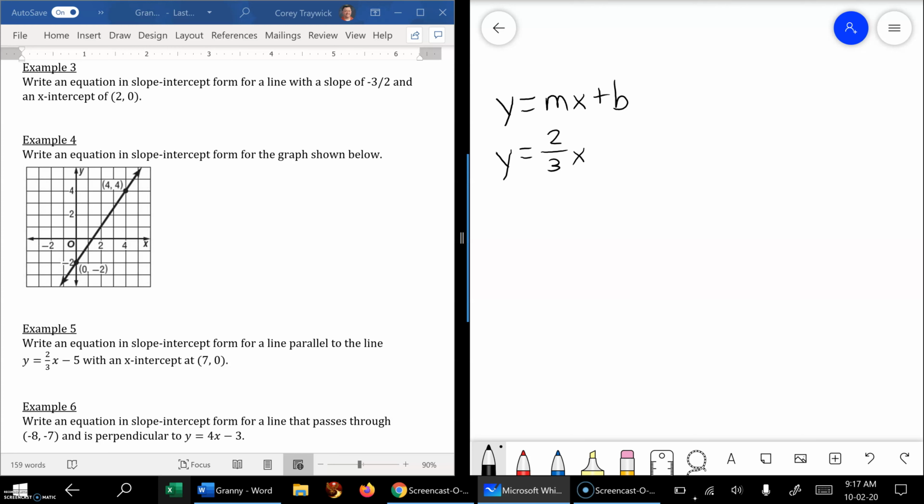Now, this says x-intercept, so I got to treat this as just like a point on the line. So let's do my side business over here. I'll use that 7, 0, so the y is 0. The slope is 2 over 3, and the x is 7.